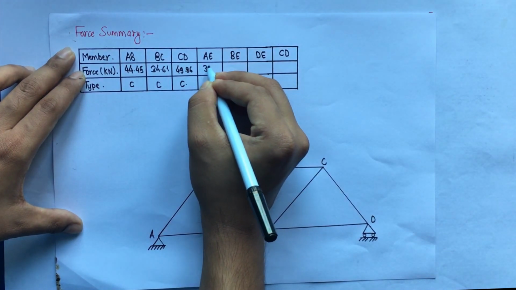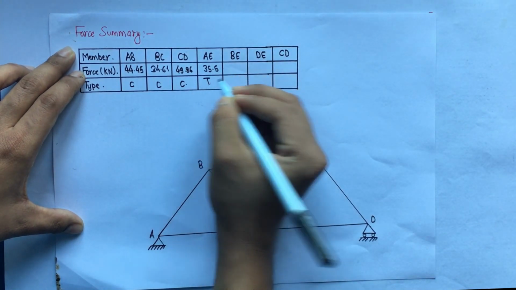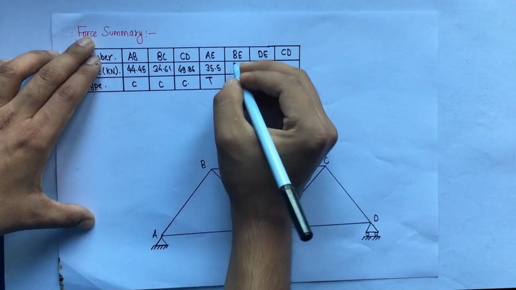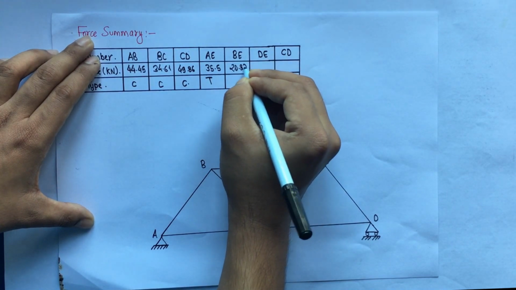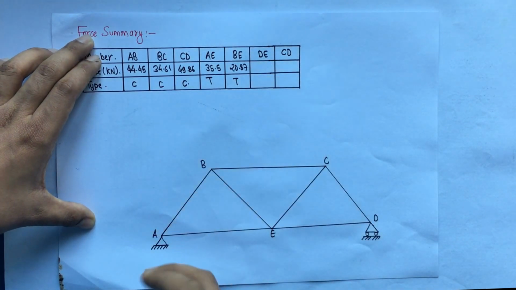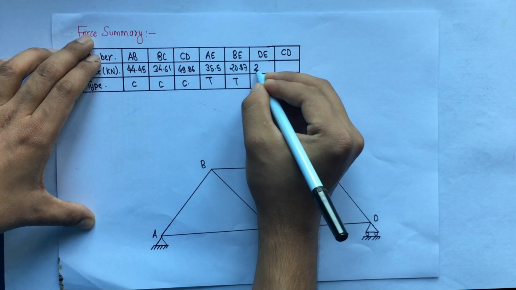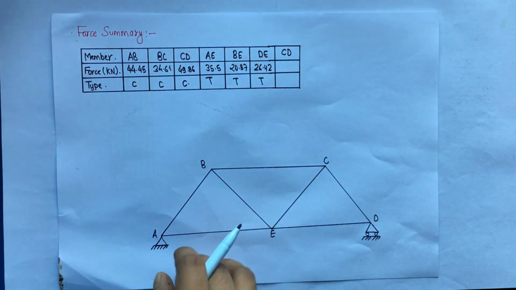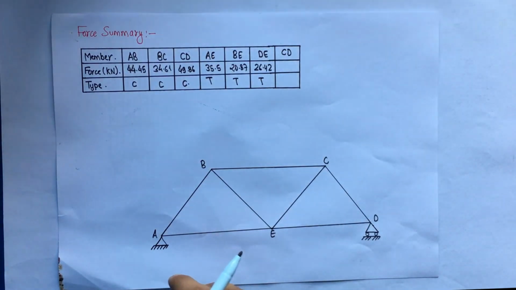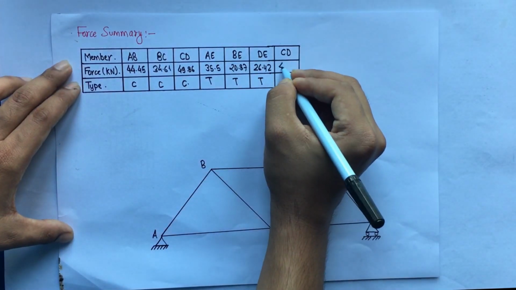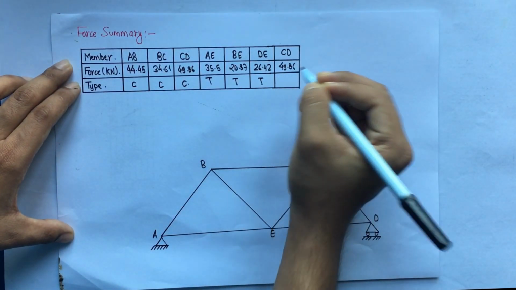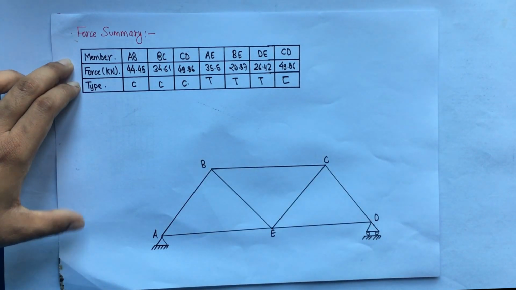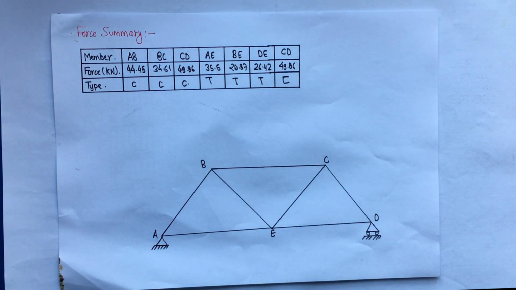AE was computed as 35.5 and that was a positive value, so it will be tension. BE was computed as 20.87 tension, and DE was 26.42, that is also tension, and finally CE, which we computed, was 38.09 and was a tension type. So now let us show in the figure as well.